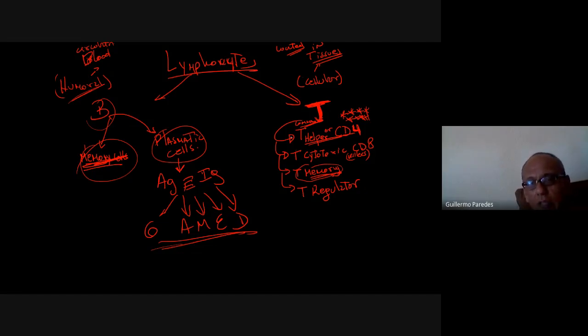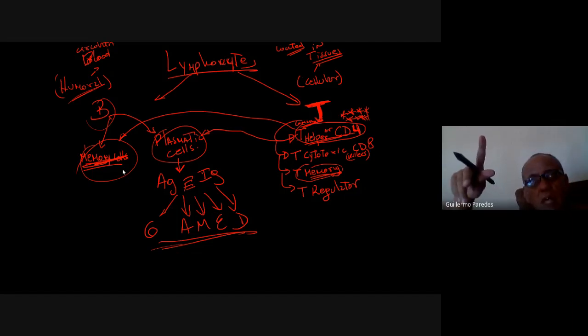Okay, so what does the T helper do? The T helper is going to send orders to the T memory cells and to the plasmatic cells. For example, the T helper says, I want you to memorize the weapons of the enemy, the enzymes and other weapons used to destroy the bacteria. That is what the memory cell does. For example, if you have hepatitis A, this virus is going to give it to you only one time in your life.